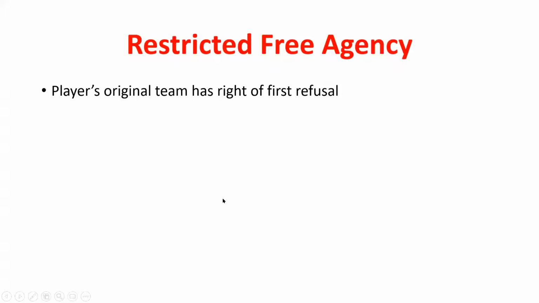So unrestricted free agency isn't that interesting, right? Because once I'm an unrestricted free agent, I can sign with any team. There's no monopsony power. We don't have much to really consider. But with the restricted free agent, the original team has a right to refuse you signing with another team. So you still can go out and try to sign deals with other teams, but the current team that you were on has a right of refusal. They can say, no, we don't want you to sign with that team.